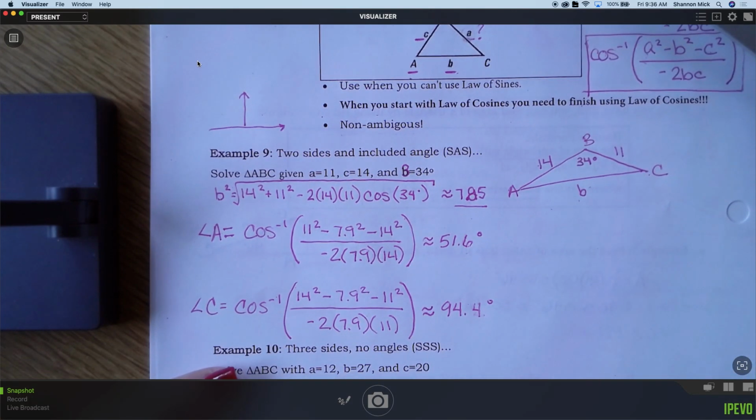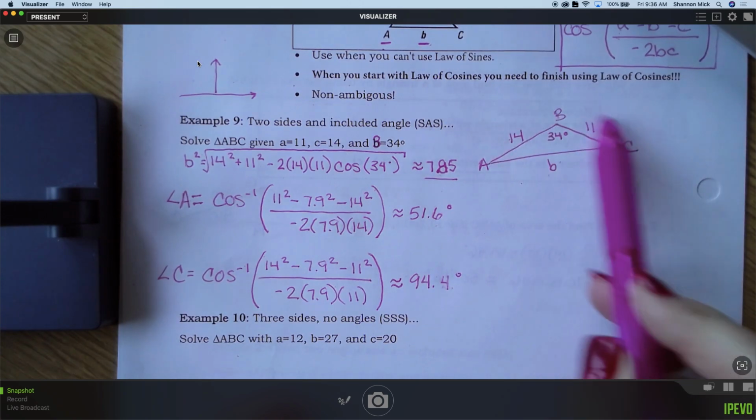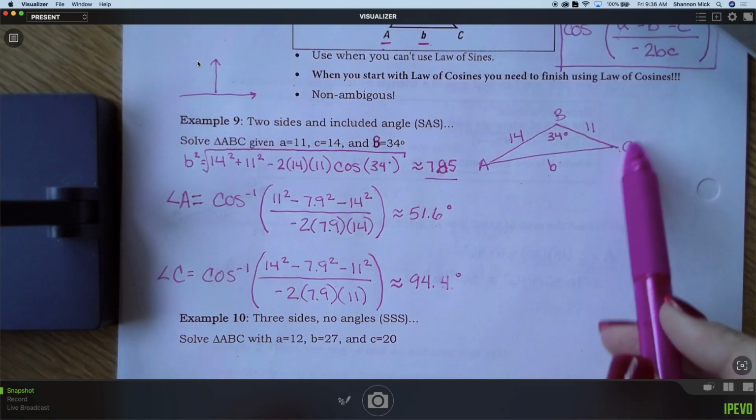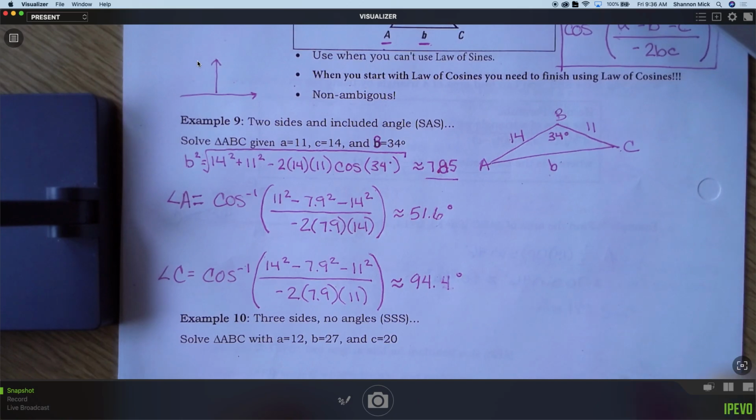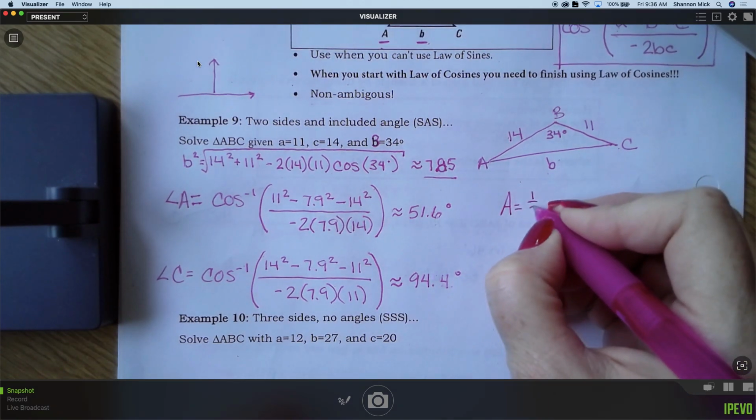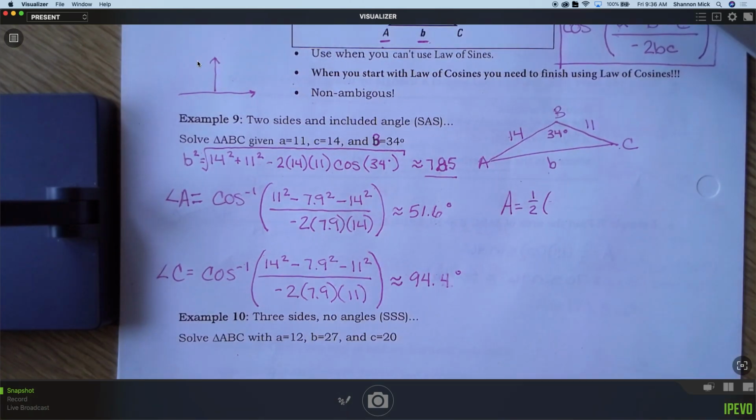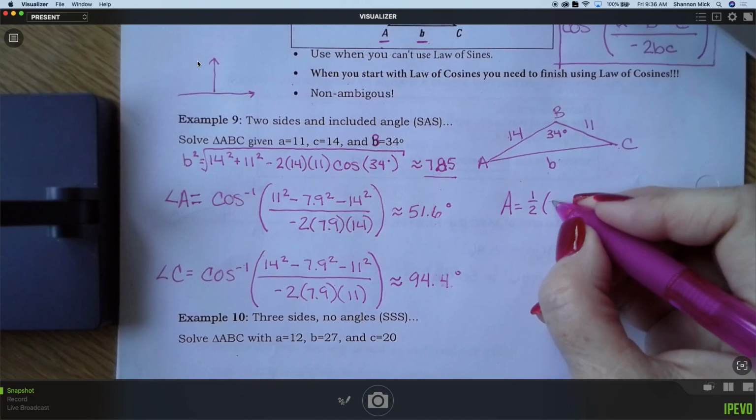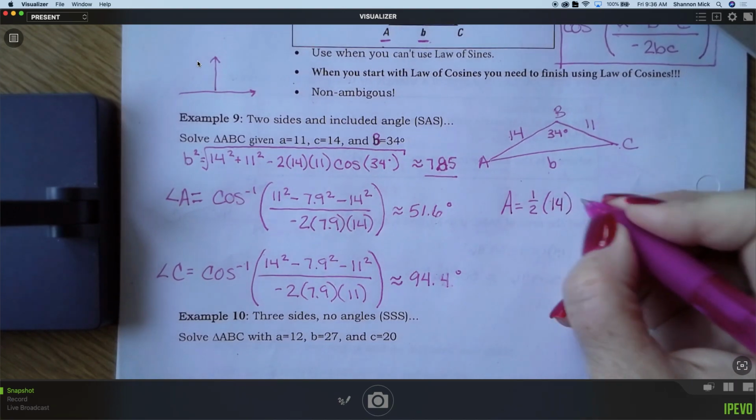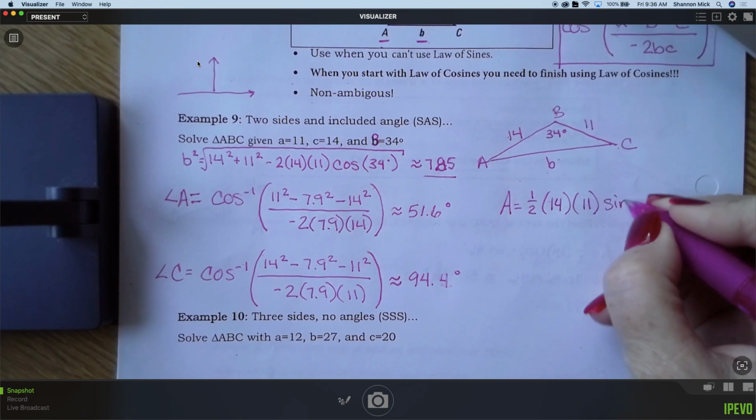Okay, so we need to find the area. So we're going to go back to what we were given. Which area formula do we get to use? We can use the normal one. So area equals 1/2 what? 1/2 times 14 times 11 times sine of 34.